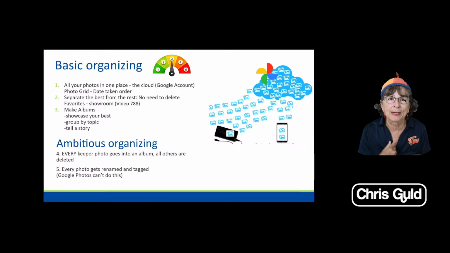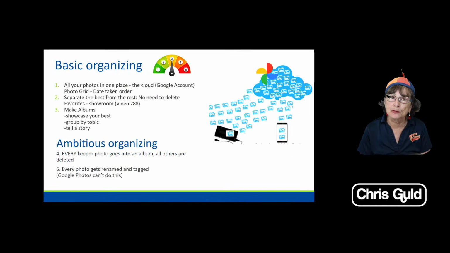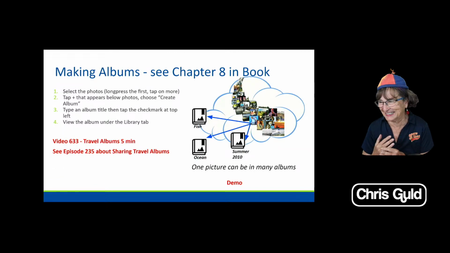That's where I'm at. I am a number 3. I do believe in making albums, but I am not a 4 or a 5. If you are a 4, it means that you believe that every photo should have a place, and if it doesn't have a place, then it should be deleted. You also probably want to manually rename every photo and tag it with your special tags. You can't even do that in Google Photos. You need other tools for that. So I'm talking to you 1, 2, and 3s here.